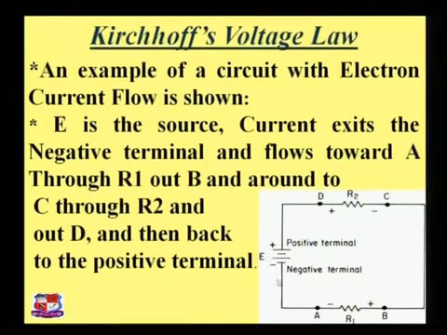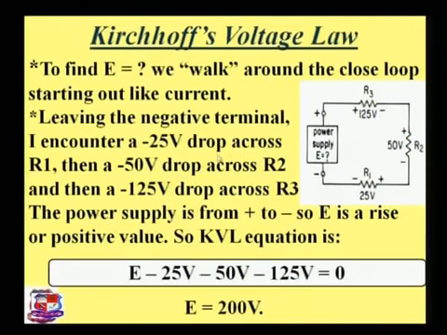The current will flow toward the negative terminal of the battery, that is, flowing toward point A, through the resistance R1 to B, and around to point C, R2 and point D. So this is the path of the electrons, or the current, flowing in the circuit. Now let's find out the value of the voltage in any given circuit.